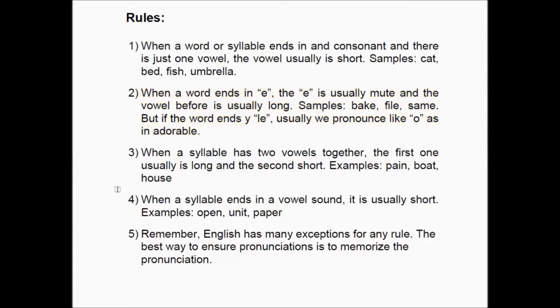Let's check the number 3. When a syllable has two vowels together, the first one usually is long and the second is short. Examples: pain, bullet, house. And finally, let's check the number 4 rule. When a syllable ends in a vowel sound, it is usually short. Examples: open, unit, paper.